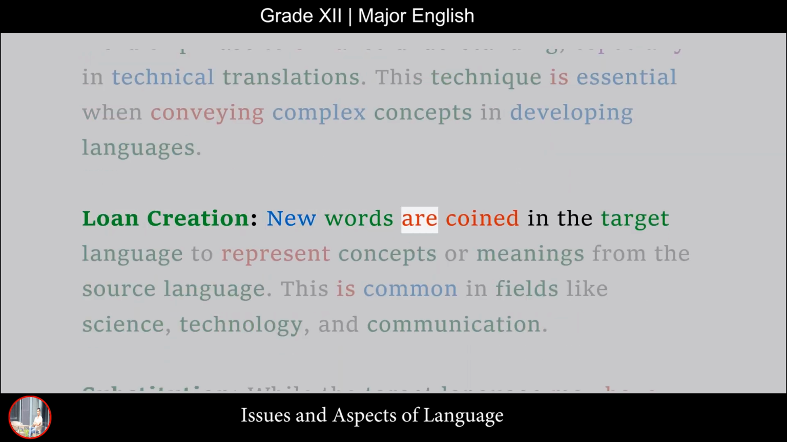Loan creation. New words are coined in the target language to represent concepts or meanings from the source language. This is common in fields like science, technology, and communication.